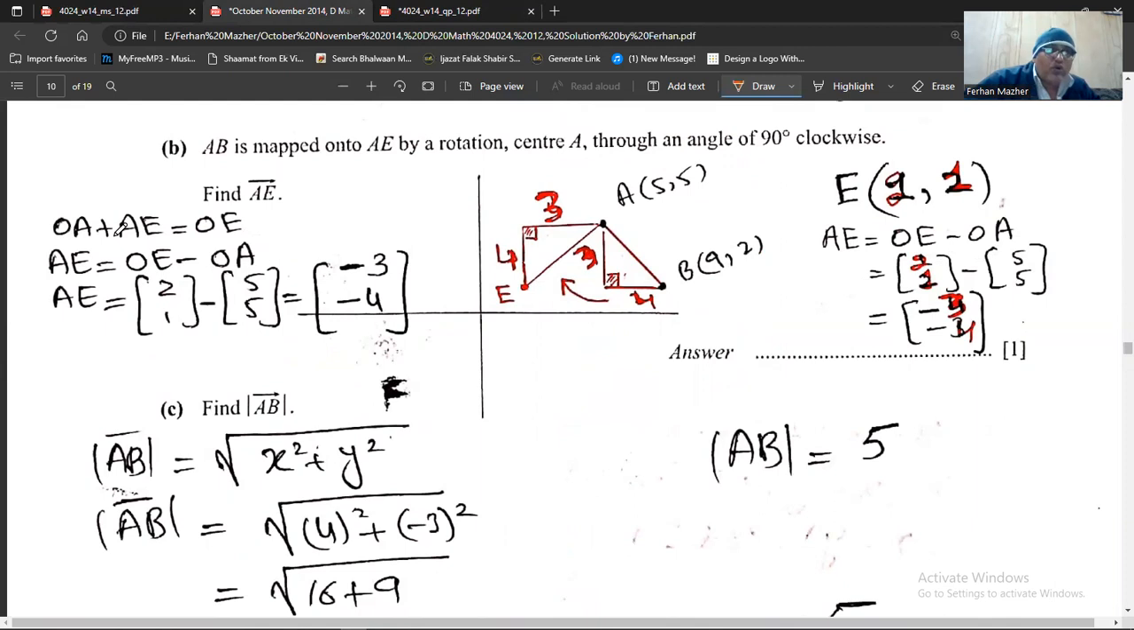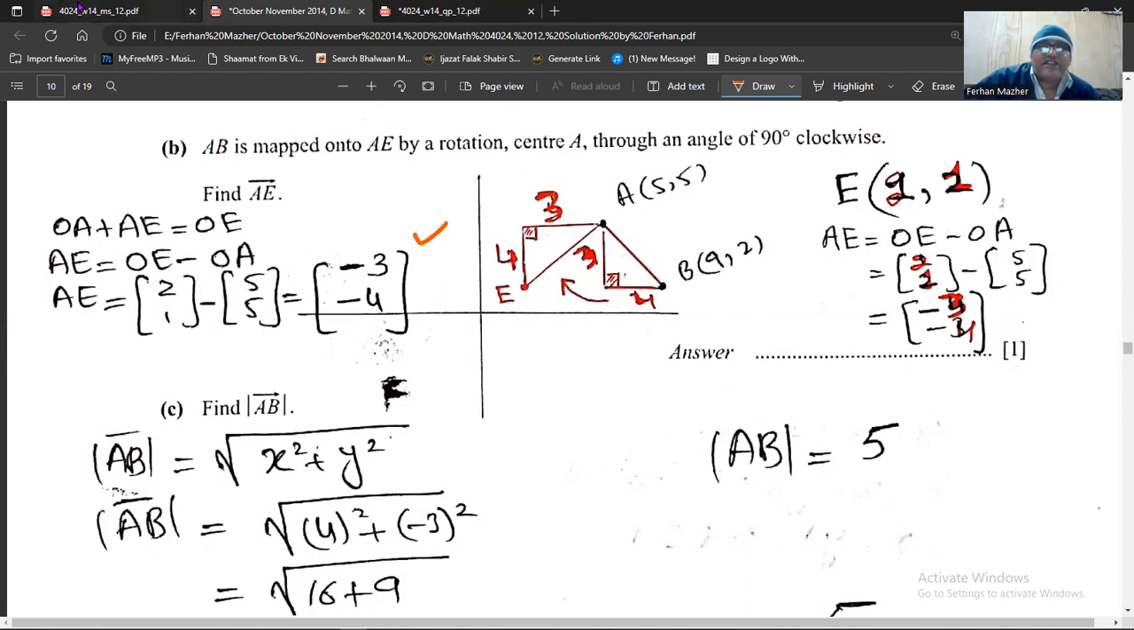Position vector formula, OA plus AE is equals to OE. AE will be equals to OE minus OA. OE, which is the position vector of the E, that will be 2, 1. OA, position vector of the A, that is 5, 5. So 2 minus 5, that will be -3. 1 minus 5, that is -4. So this is my answer, sir.